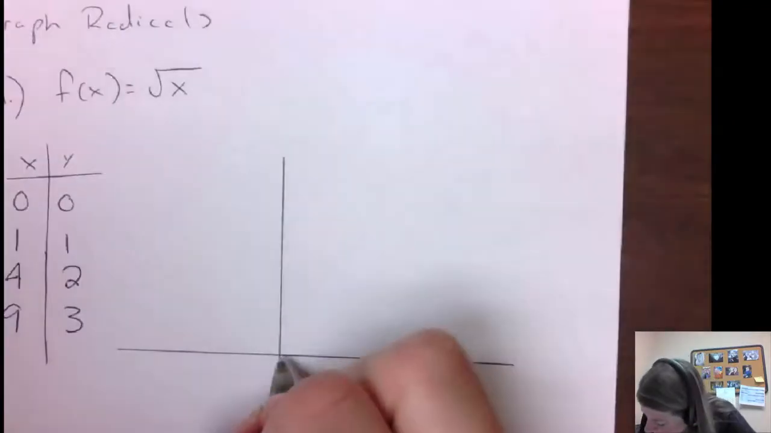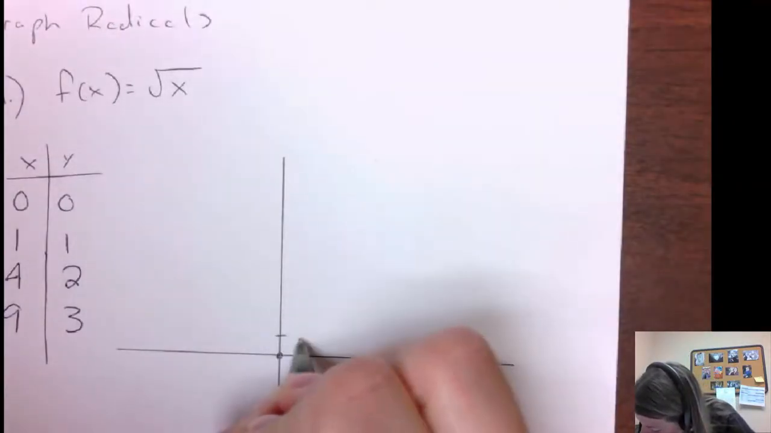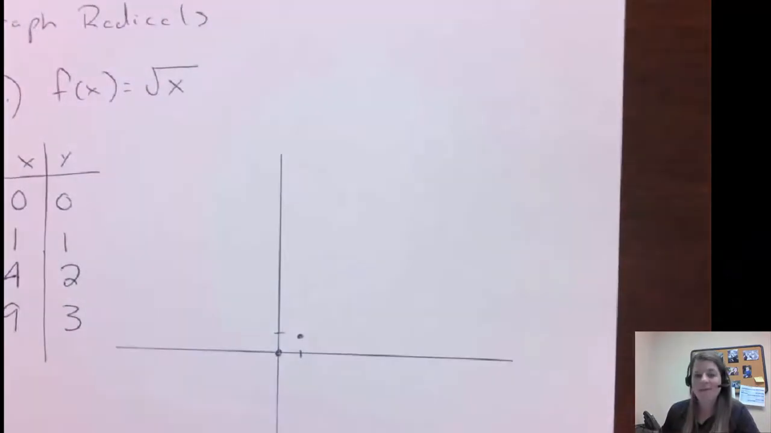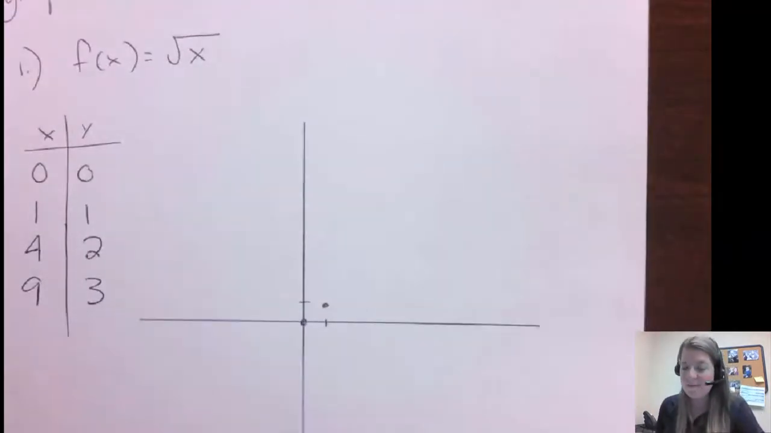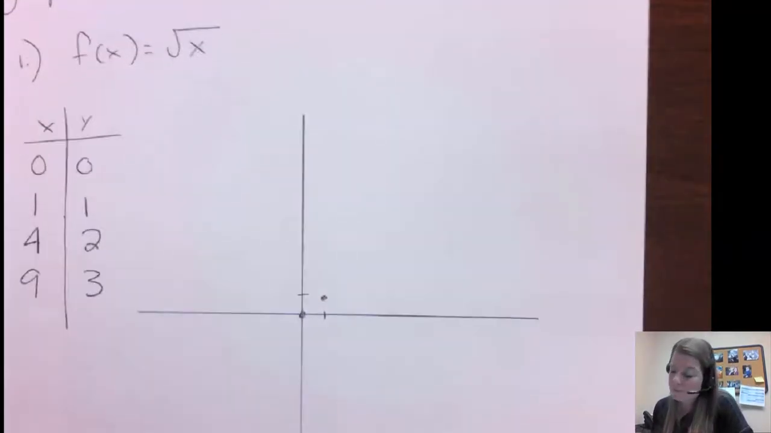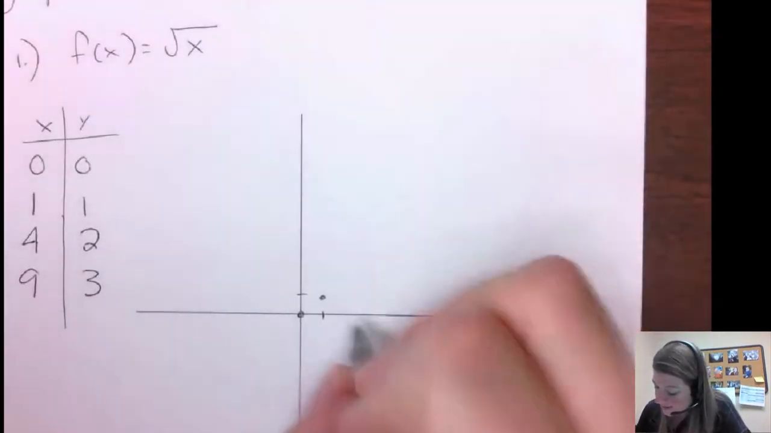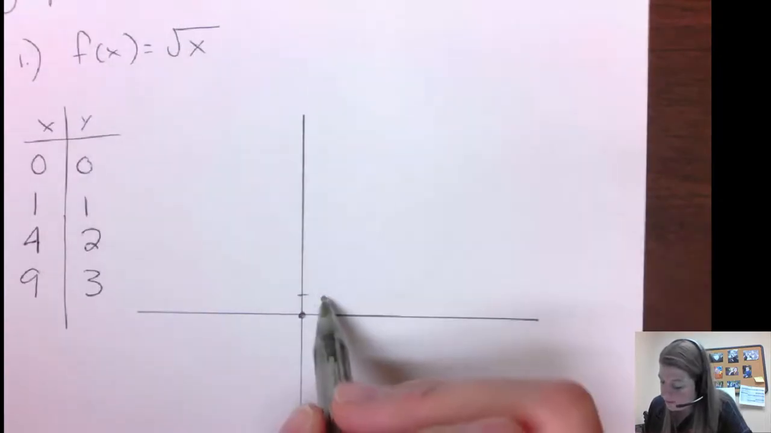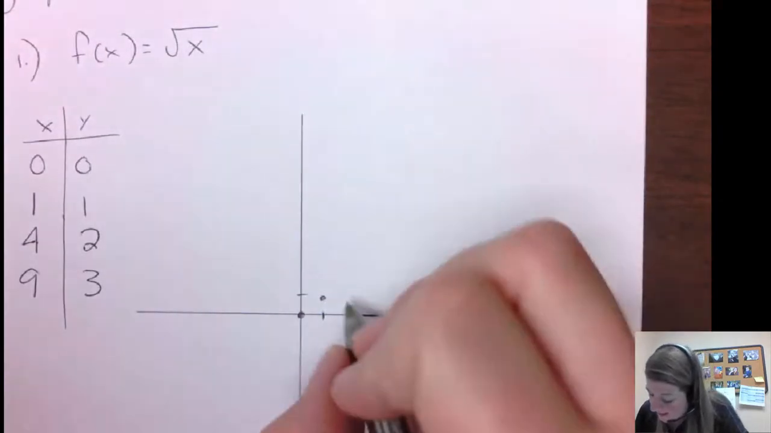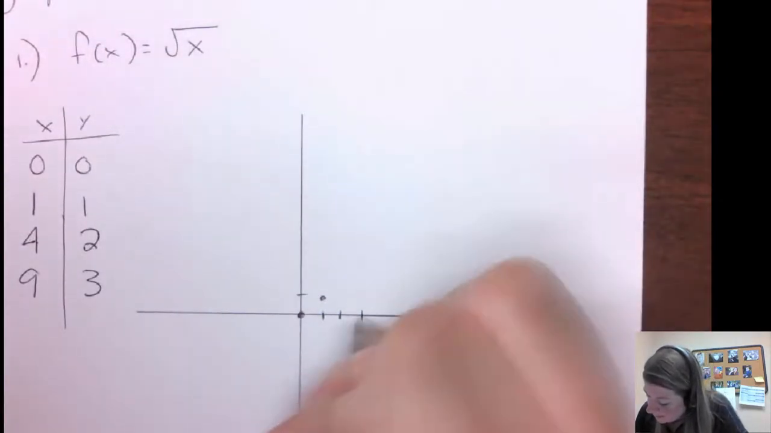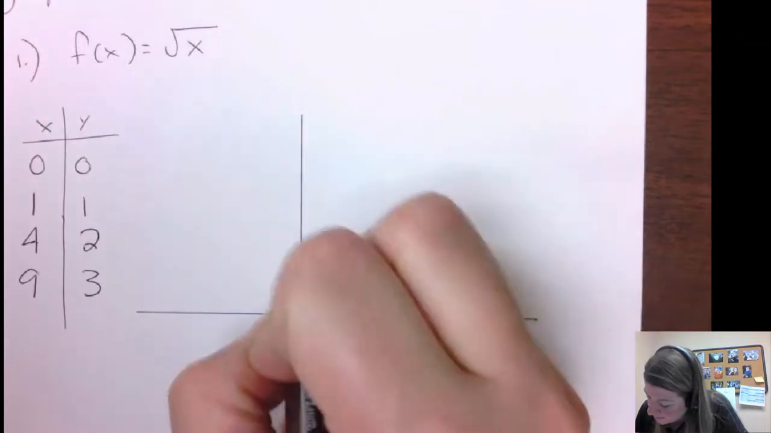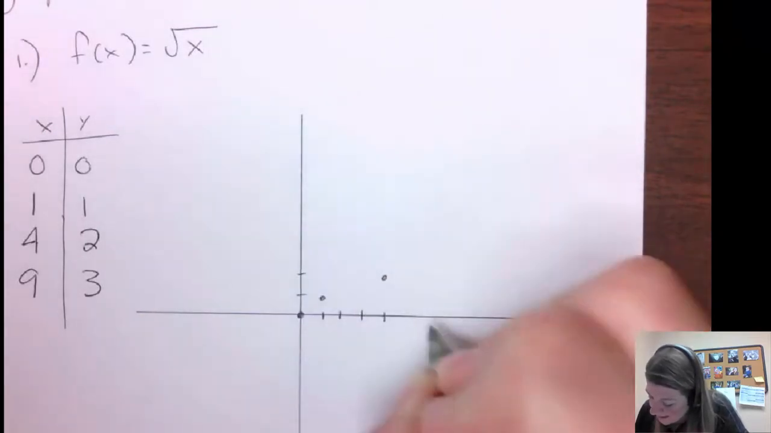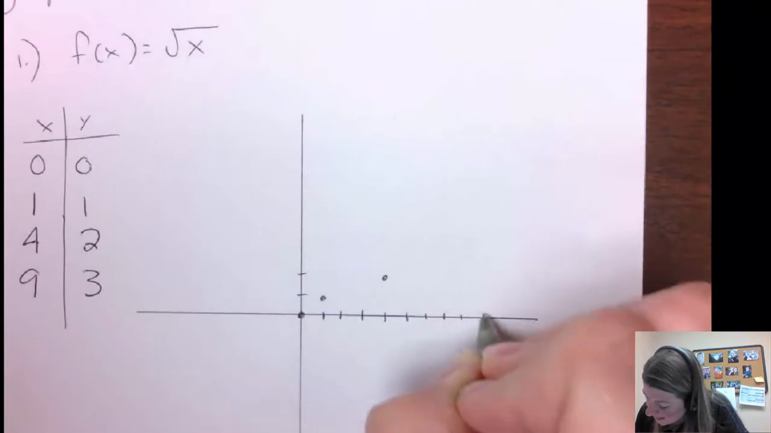So (0, 0) is here, (1, 1) is here. Now typically you're going to have both of those points unless it's rotated or moved, translated somewhere else, because for (0, 0) the square root of 0 is always 0, and for (1, 1) the square root of 1 is always 1. And then (4, 2) is on this graph, and (9, 3).